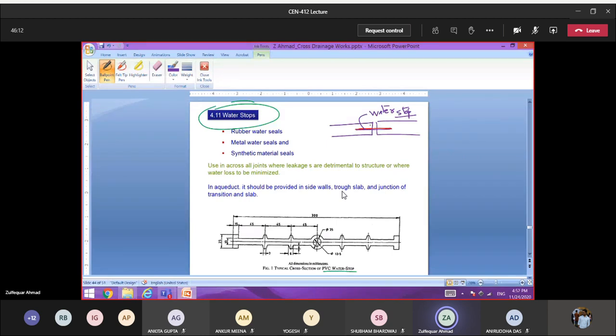Whatever the expansion of the concrete or the construction is, that gap is taken care of, and there is also no leakage of the water, right? So that is the water stops that are being provided.